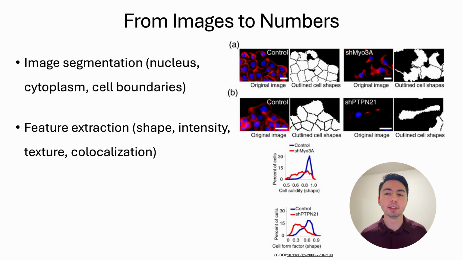Once cells are segmented, we extract quantitative features from each one. These can include things like intensity, texture, shape, and relationships between channels, such as colocalization. At this stage, it's important to be careful about how data is aggregated. Typically, we measure hundreds of individual cells across multiple images within a well. But for downstream analyses, these measurements are often summarized at the well level.